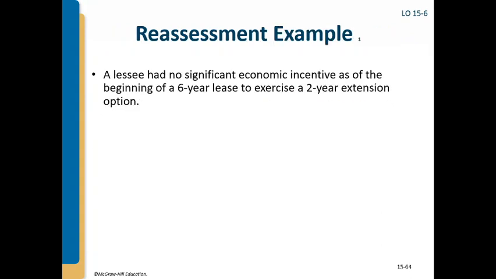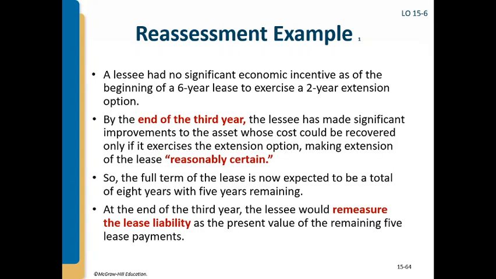And so we have an example here. Lessee has no significant economic incentive as of the beginning of a 6-year lease to exercise a 2-year extension option. However, by the end of the 3rd year, the lessee has made improvements to the asset, and the only way that they can recover the cost of the improvements is by extending the lease beyond the regular 6-year term. So at that point, the end of the 3rd year, it's pretty obvious, reasonably certain, that the lessee is going to extend the 6-year lease to an 8-year lease to recover their cost of the improvements.